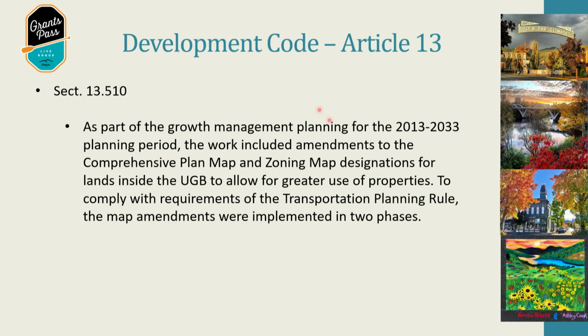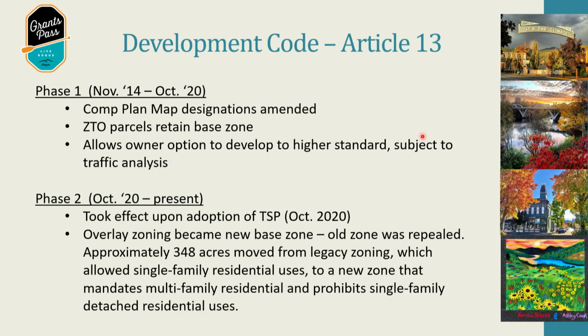So how was it put into effect? Basically, as part of the growth management planning for that 20-year period, 2013 to 2033, there were amendments to the comp plan, amendments to the zoning map to help the city comply with the transportation planning rule and some other things. So it was created in 2 different phases.